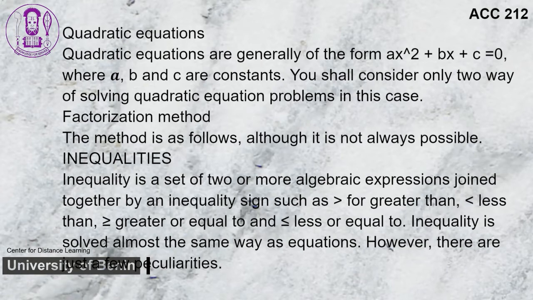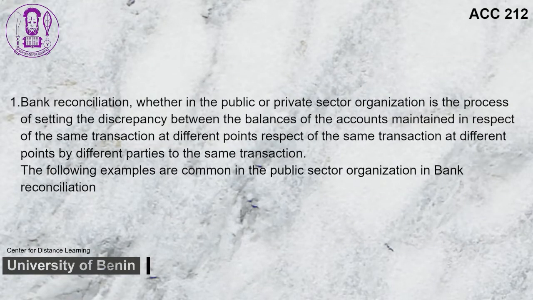In Study Session 5, please note the following. 1. Bank reconciliation, whether in the public or private sector organization, is the process of setting the discrepancy between the balances of the accounts maintained in respect of the same transaction at different points by different parties to the same transaction. 2. The following examples are common in the public sector organization and bank reconciliation.